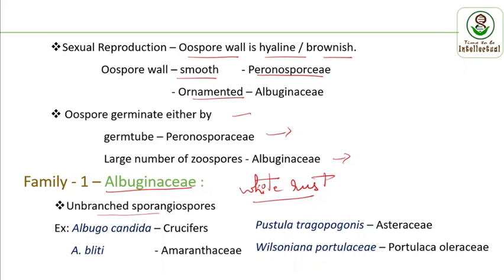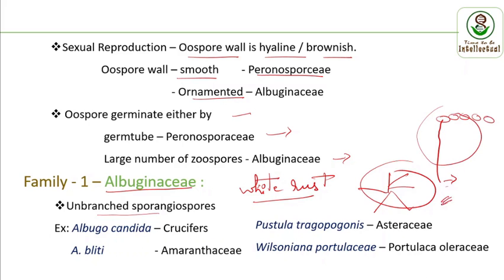Here the sporangiospores are unbranched. In the Peronosporaceae family, I will explain after this, the sporangiospores are classified, and the genera are classified based on the branches we see. But if you don't see any branch, then it completely belongs to Albuginaceae. The Albuginaceae sporangiospore is unbranched and contains the sporangia in chains. This is a very important character for identifying the diseases.